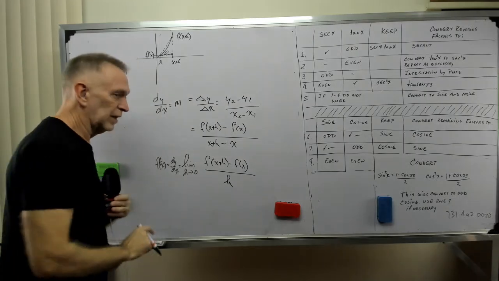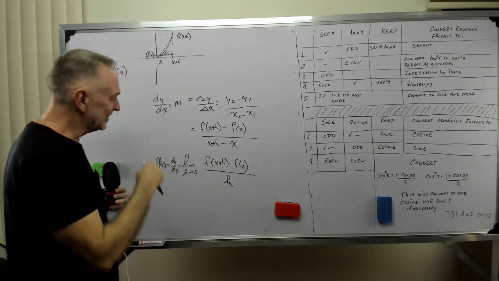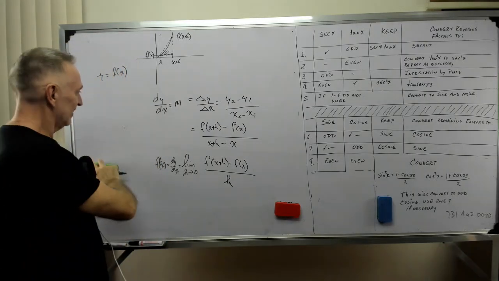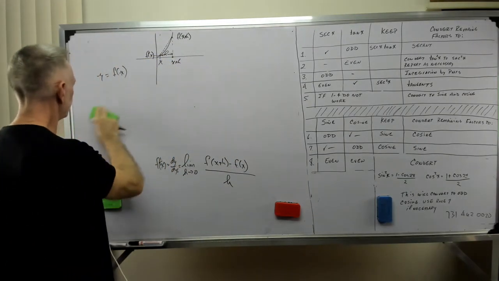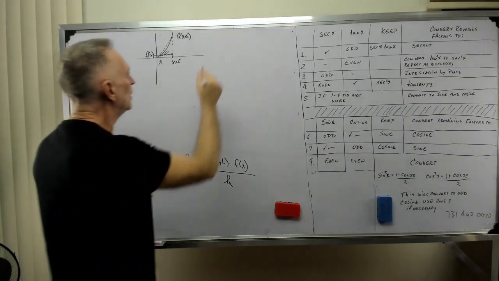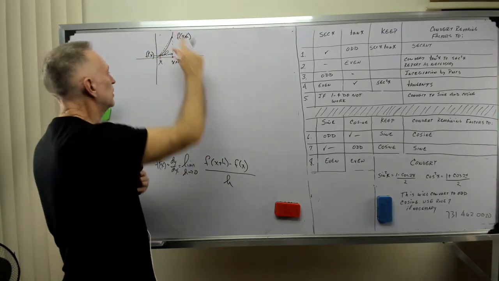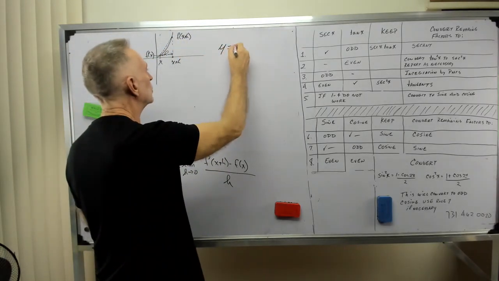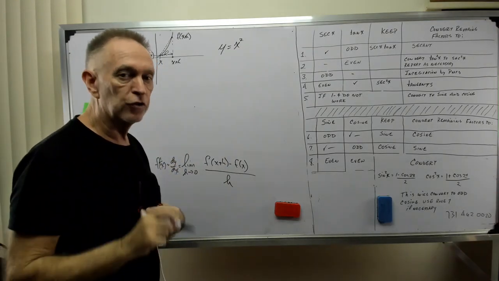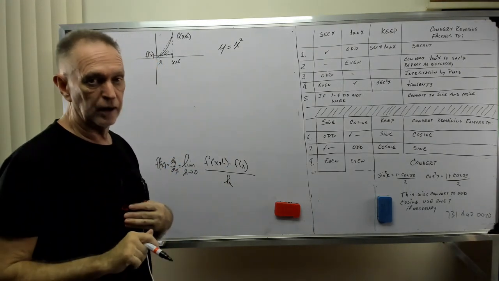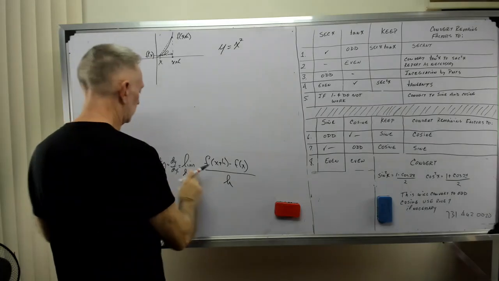So you may be thinking, well, big whoop, what does that mean for me? Okay, let's get ourselves some space here. Let's assume that, like this function here, y equals x squared, and we want to find the derivative of x squared. Okay, so what does that mean?